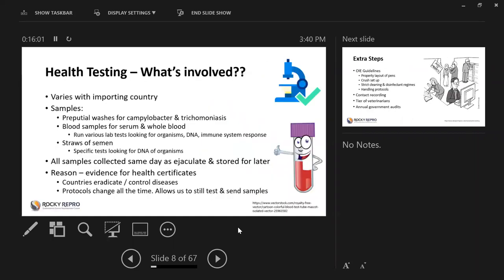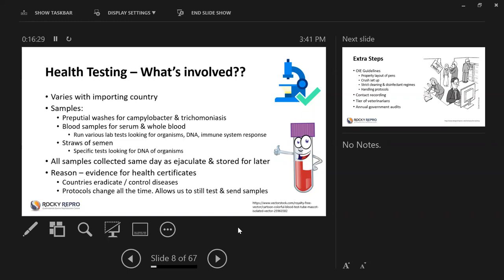So, as I mentioned before, health testing is actually quite involved and it does change with every country. And unfortunately, these protocols aren't made and set in stone. As the diseases and viruses evolve, like we all know, Corona's been evolving, our protocols for importing and export evolve as well. So when a bull is there with us, we do a prepuce wash to look for venereal diseases, because obviously we don't want to be sending that around the world.